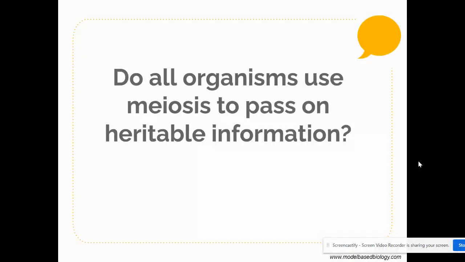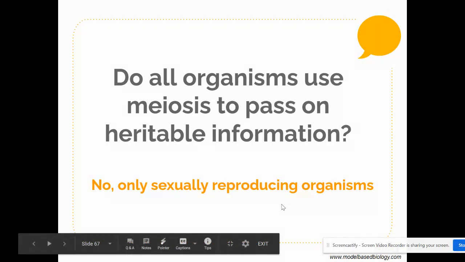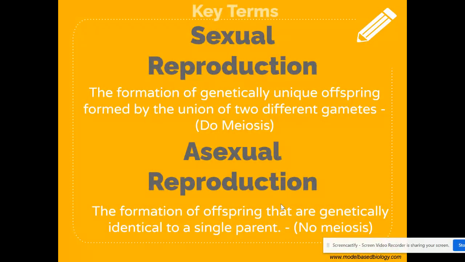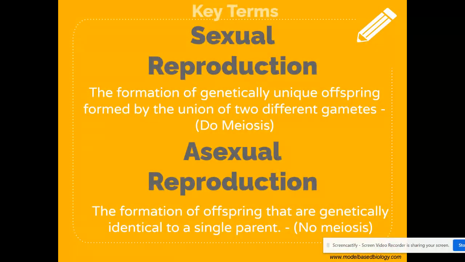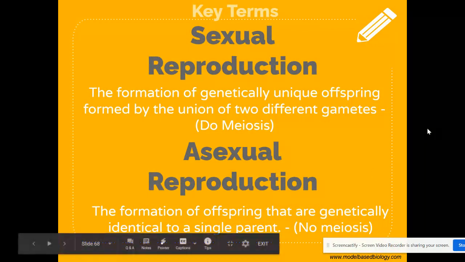Do all organisms use meiosis to pass heritable information? No, only sexually reproducing organisms do this. Okay, there are two different types of reproduction. There is sexual, key terms, guys, the formation of genetically unique offspring formed by the union of two different gametes. So they do meiosis. And then asexual, the formation of offspring that are genetically identical to a single parent. So asexual reproduction is going to be more rare, but I believe a common example of this is going to be frogs. Frogs are able to do asexual reproduction.